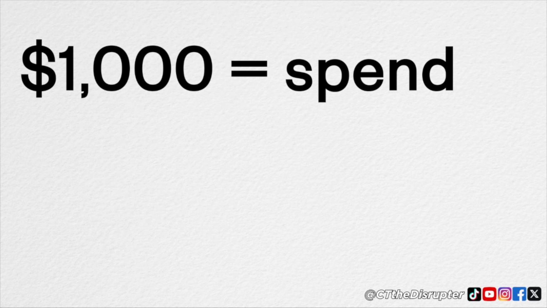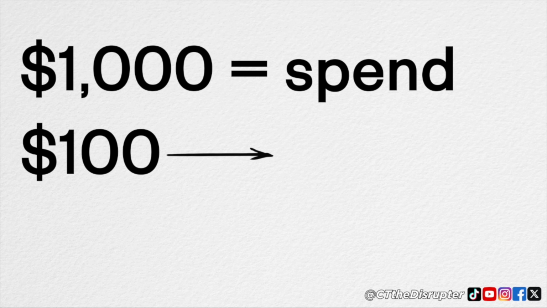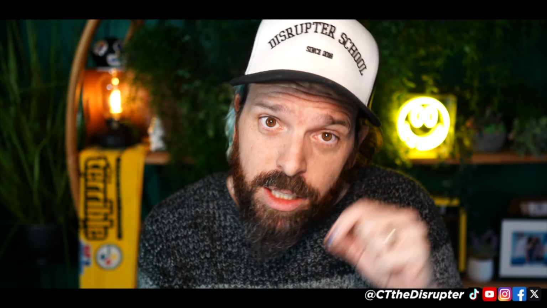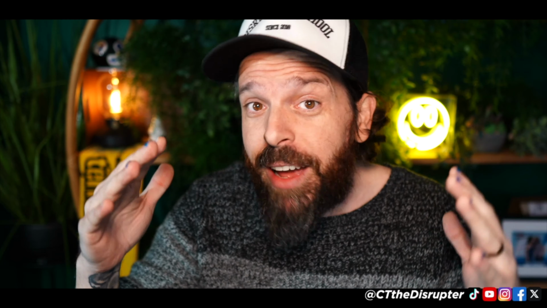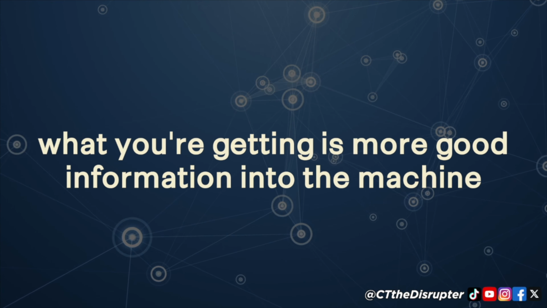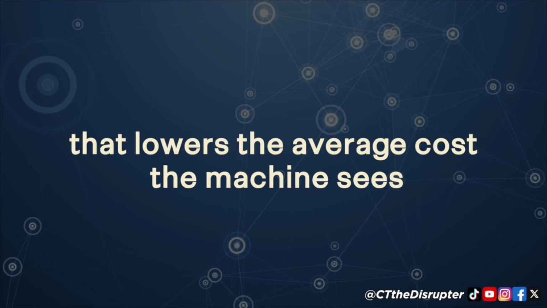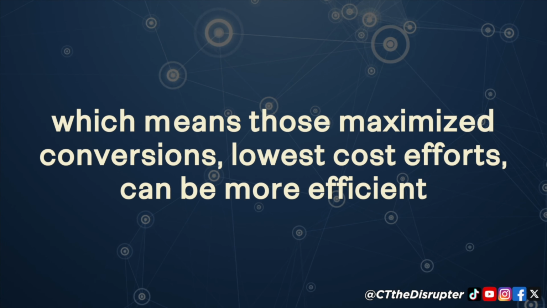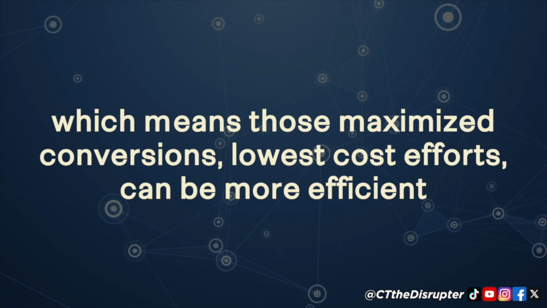What if out of every $1,000 you spend, $100 of it goes to cost caps? Well, yeah, it's a depreciating flywheel, but you have something else basically filling the bucket faster than the cost caps can drain it. Now you have a sustainable system. Now you can use those cost caps to suppress your CPA, whether it's incremental lift or not. What you're getting is more good information into the machine that lowers the average cost the machine sees, which means those maximized conversions, lowest cost efforts can be more efficient.